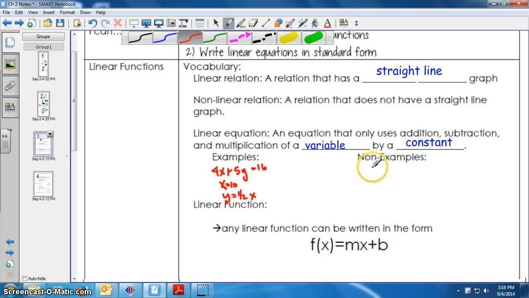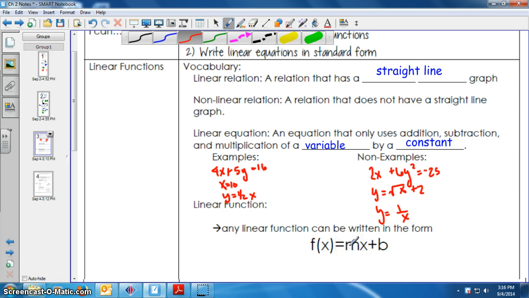Some non-examples would be 2x plus 6y squared equals -25. So we can't have anything squared in there. Y equals the square root of x plus 2. We can't have a square root and it be linear. And then y equals 1/x. X cannot be in the denominator spot. You can't divide by your variable.